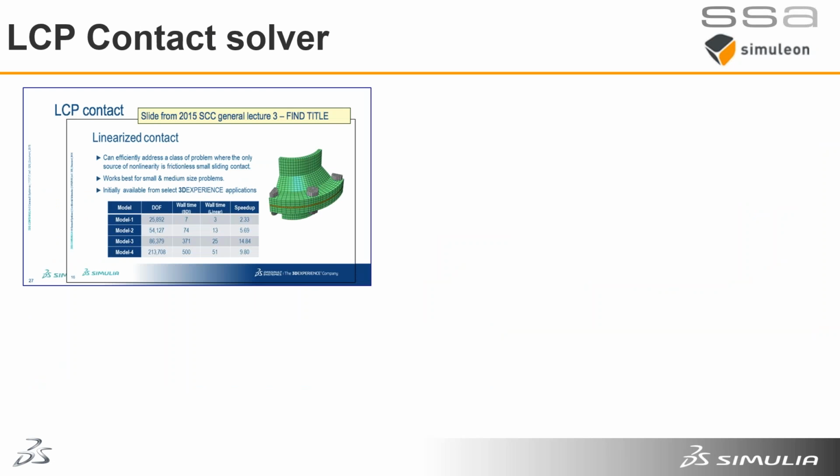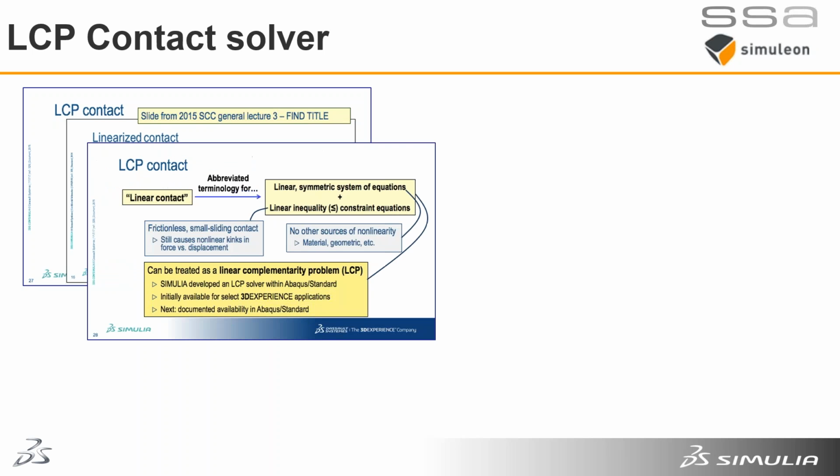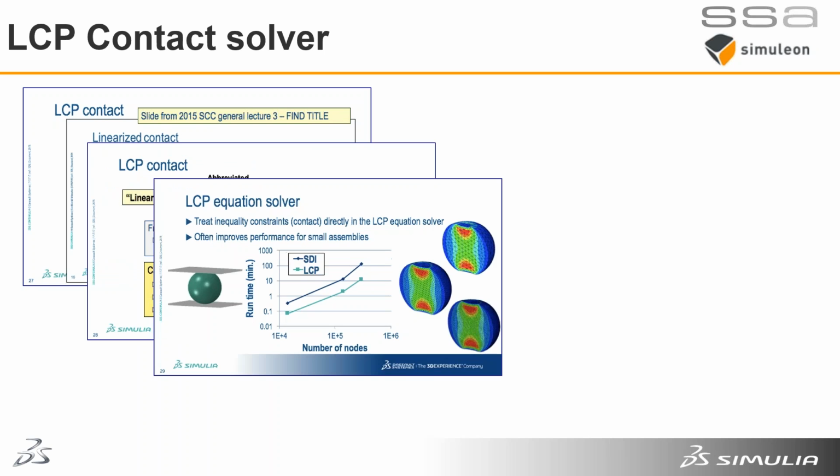So anyway, beyond cohesive contact and general contact, there's a new linear contact solver. This was first announced in the SEC in 2015, and it allows efficient addressing of a very specific type of contact problem. If you've got a contact problem with frictionless small sliding behavior and there are no other sources of material nonlinearity, then you can use an LCP solver, which will effectively increase the speed of solution.